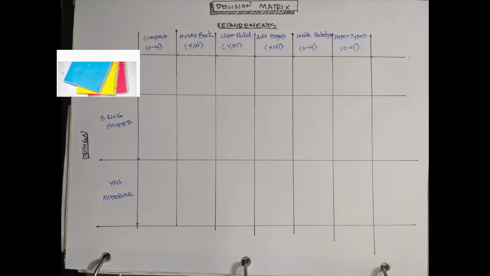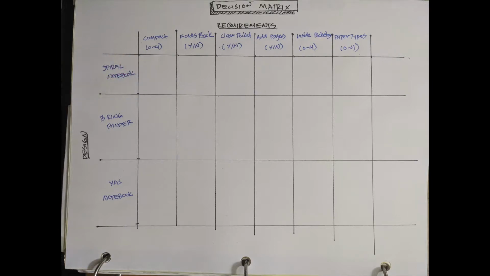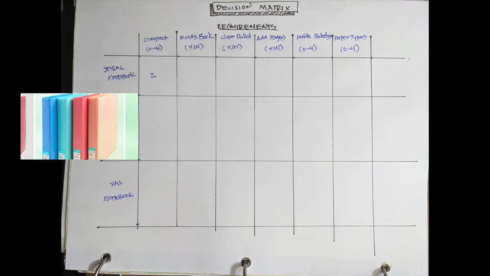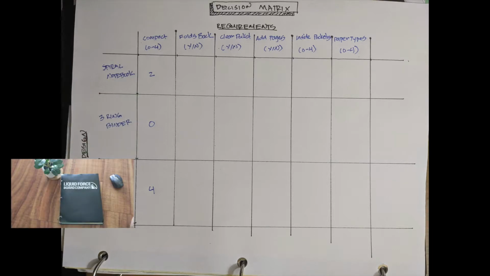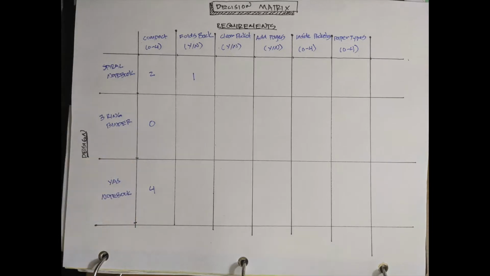A spiral notebook is pretty compact, but if you buy one with 100 pages, you will lug around all those pages around whether or not you use them. So I gave it a rating of a 2 out of 4. A 3-ring binder is big and bulky, but the Yas notebook gets the highest rating because if you just place 10 pages in it, for example, it will only be as thick as 10 pages. The spiral notebook and the Yas notebook are the only ones that fold back. In the yes or no scoring system, a 1 means yes and a 0 means no.